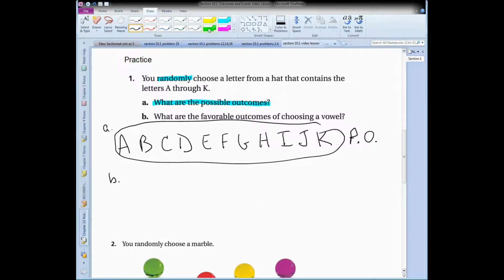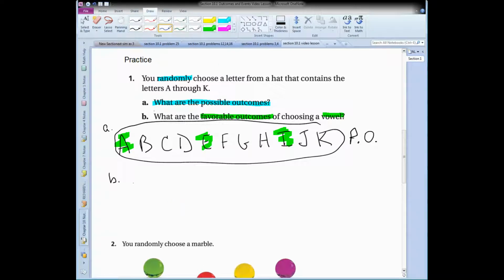The second question says, what are the favorable outcomes of choosing a vowel? So what do I have to do? I have to go through my alphabet and find all the vowels. That means I need to know what all the vowels are. A, E, I, O, and U. So A, that's in there. E is in there. I is in there. O and U are not in there.